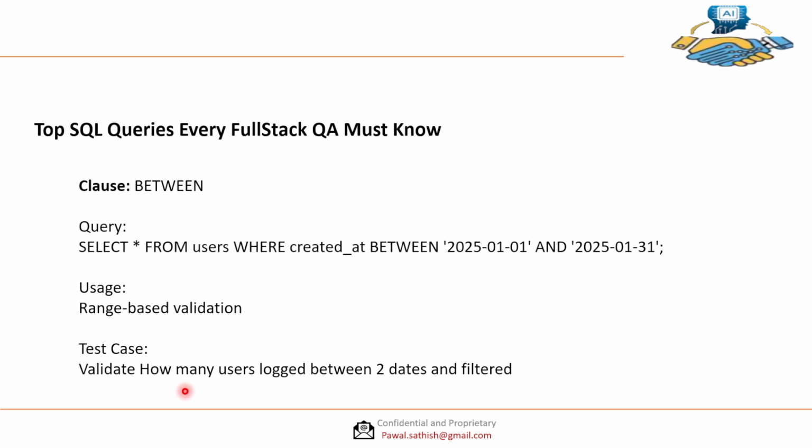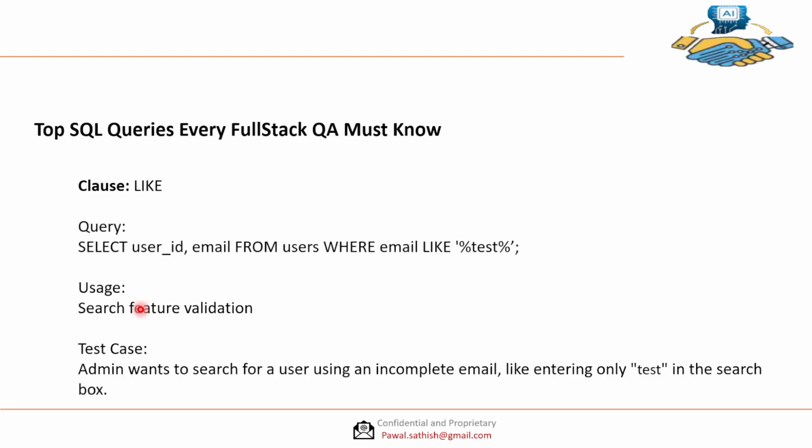So here, as a test case, we can validate how many users logged in between the two dates and it will filter. Okay, and later we will verify from the backend what data, or what records, we got from the backend. The same data should get displayed on the front end. Okay, the next is the LIKE clause.